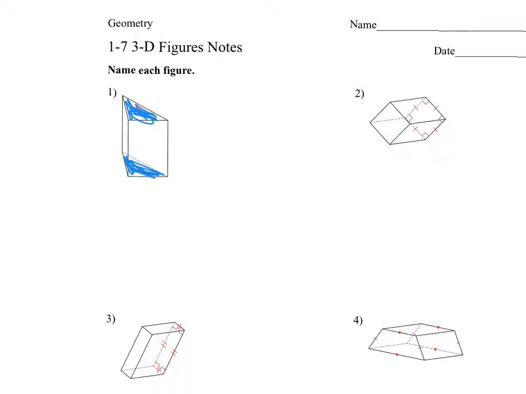Now, it's important you can identify the base because the base is going to determine the name itself. So this is called a triangular prism. So again, it's a prism because it has two bases. It's called a triangular prism because the base shapes are triangles.